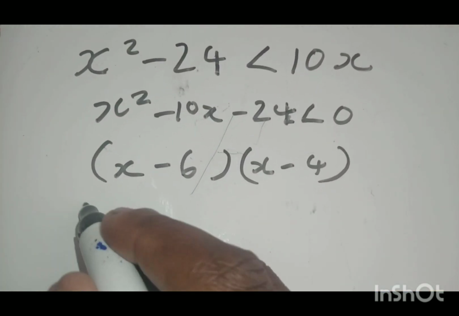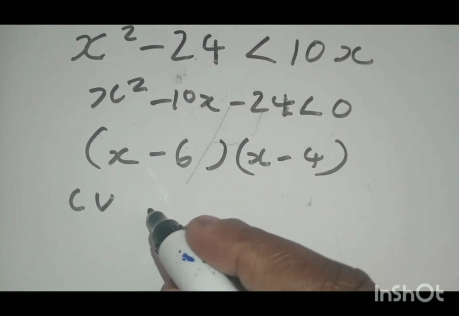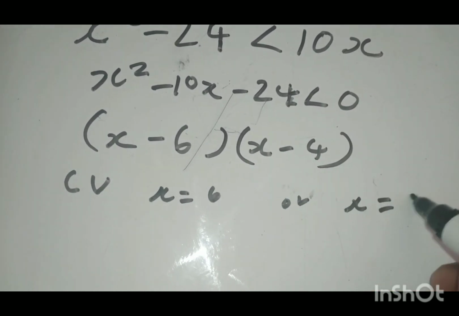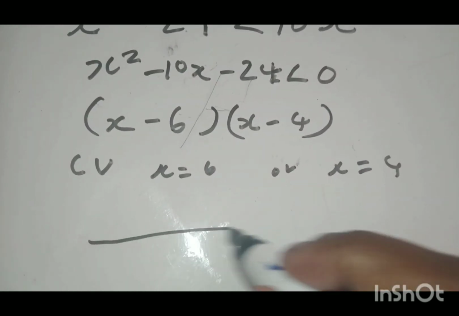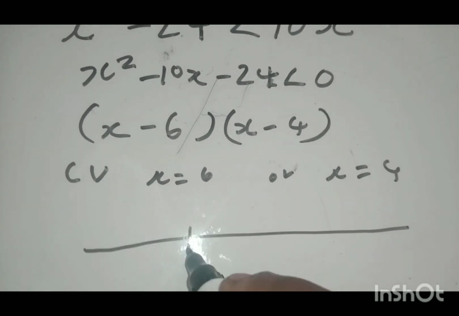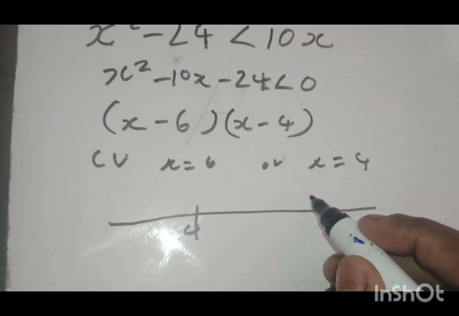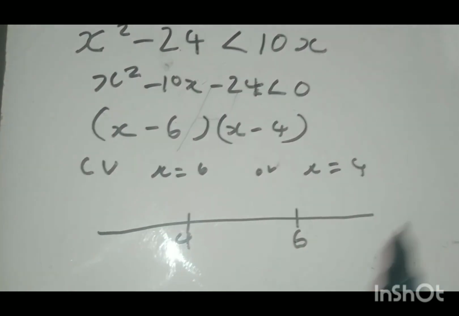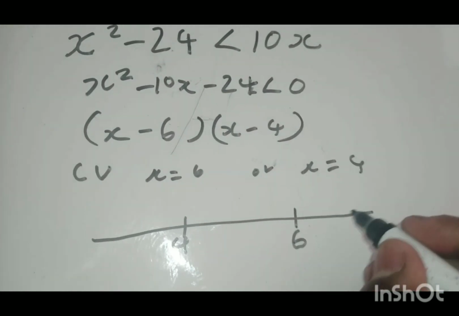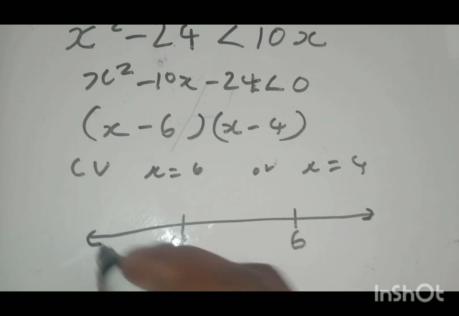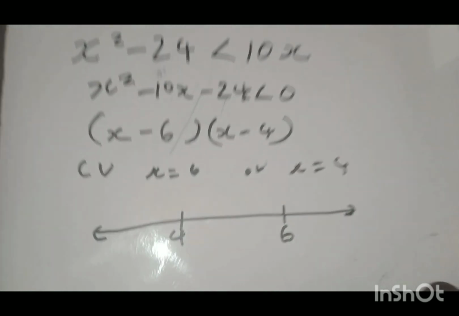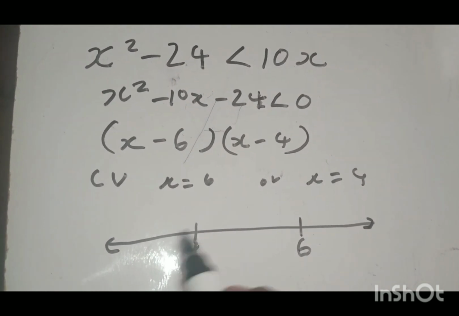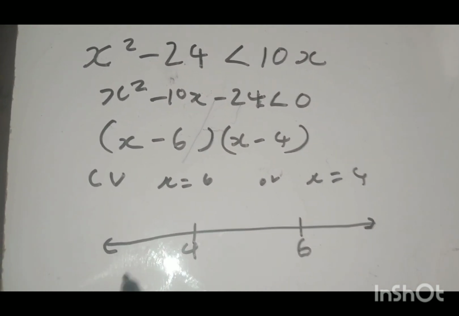So then here we say critical values. X is equal to 6 or x is equal to 4. And of course, we draw the number line. Then the smaller value comes first and the larger value comes next. Separated into 3 groups. Always make sure it's separated into 3 groups. So of course we have this, and then we have to test anything that is less than 4. So if you test anything that is less than 4, we can even test 0, we can even test 1.